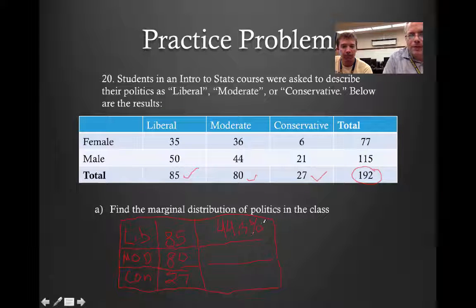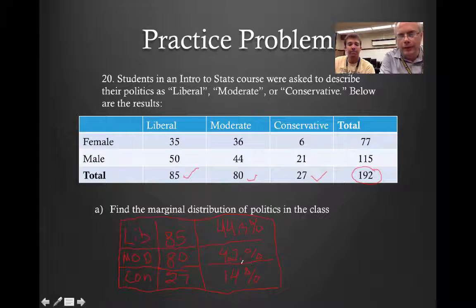So this part we think you got, the percent part. It's just finding the numbers to complete this, looking in the right spot. 80 divided by 192 is 42%. 27 divided by 192 is 14%. And if it doesn't quite add up to 100, that's because we did a little bit of rounding.